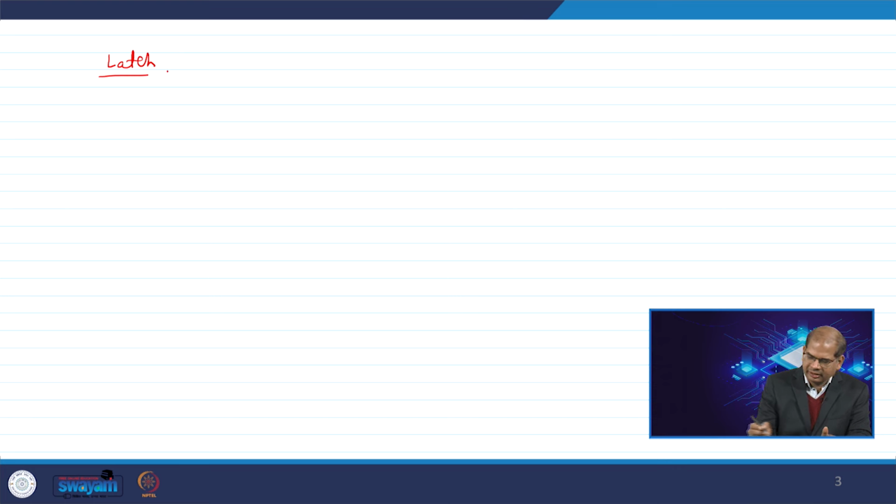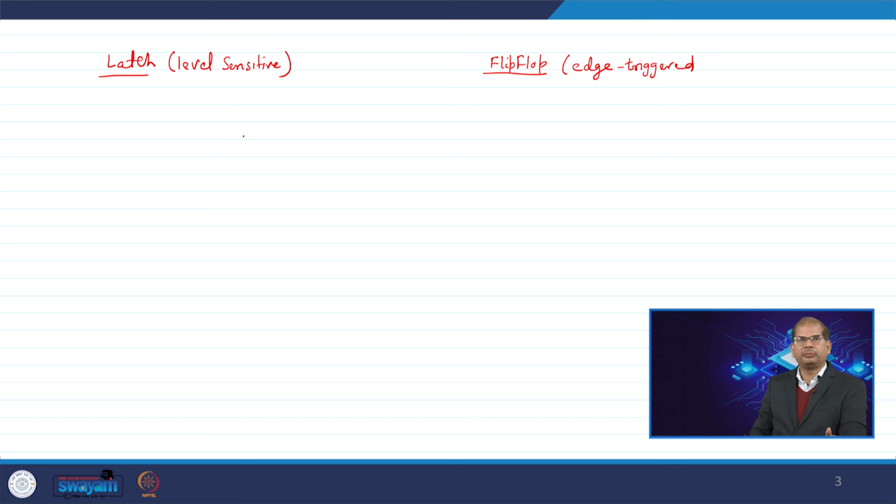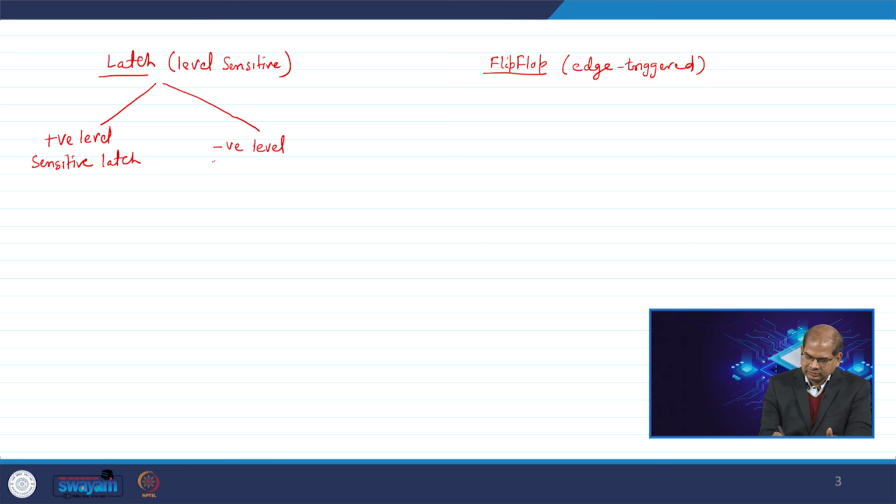Before going to the latch, we have already discussed the flip-flop. So, what is the main difference between a latch and a flip-flop? The flip-flop is edge triggered, and the latch is level sensitive, either to the positive level or the negative level. So, we have two different types of latch: one is called the positive level sensitive latch, or we have a negative level sensitive latch.